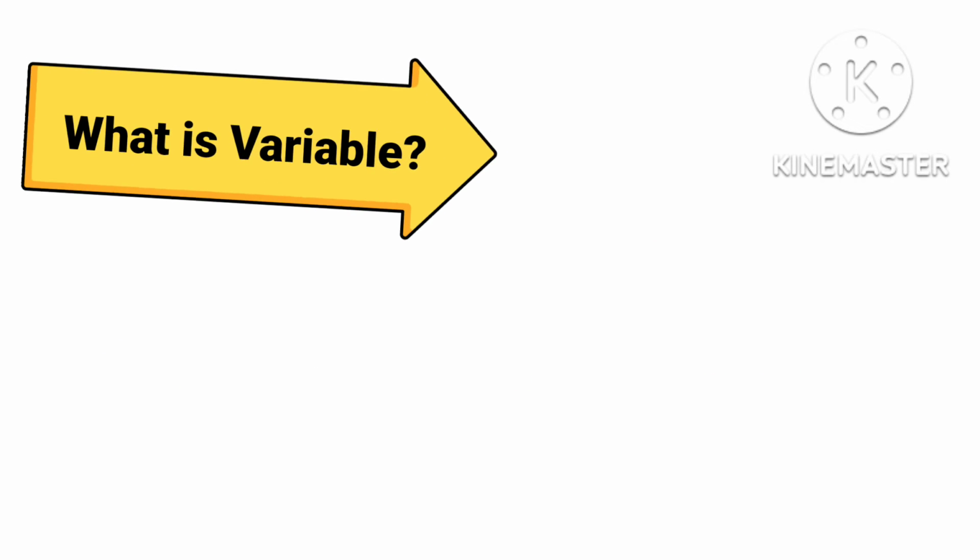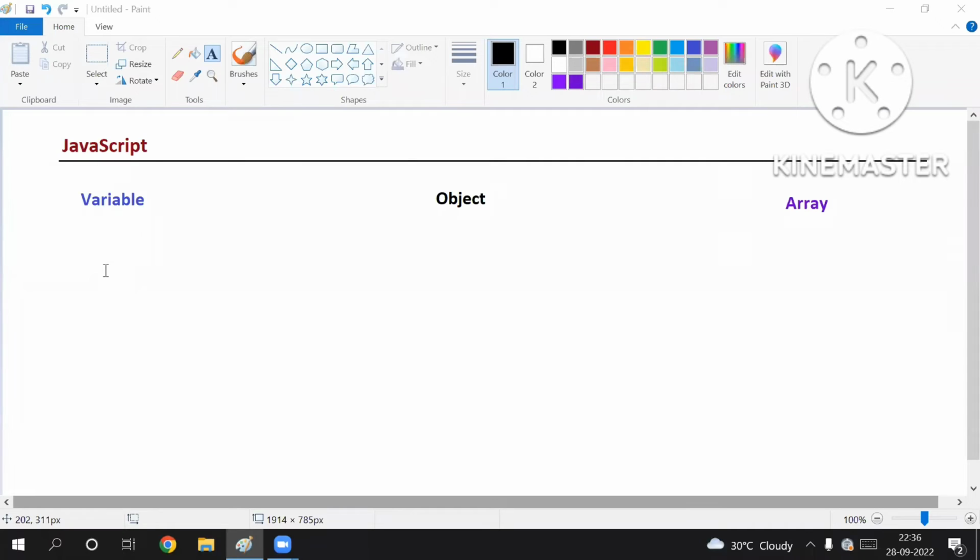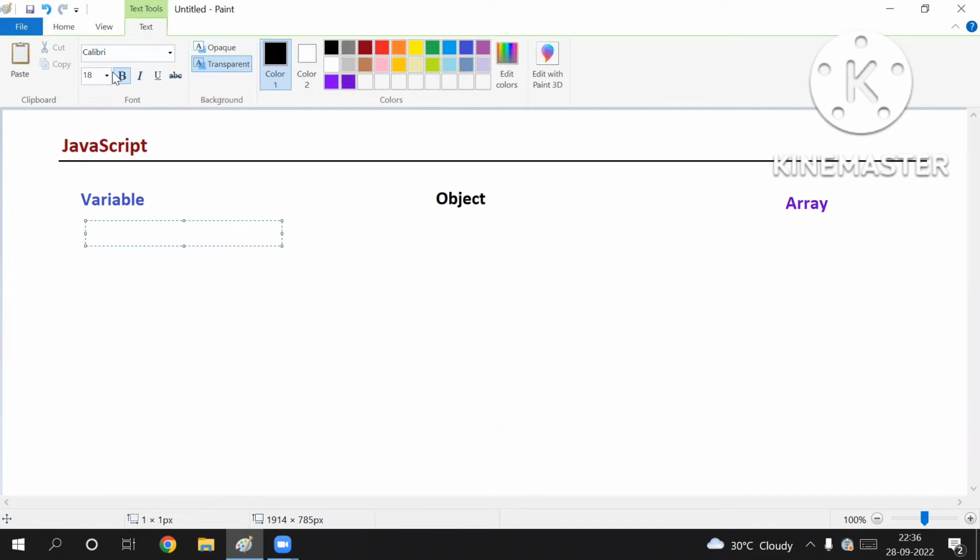So let's start with a variable. What is a variable? A variable is simply the name of a storage location. The syntax is var. So for better understanding, let's compare variable, object, and array here. As you just learned, a variable is nothing but the name of a storage location, and the syntax of a variable is var.